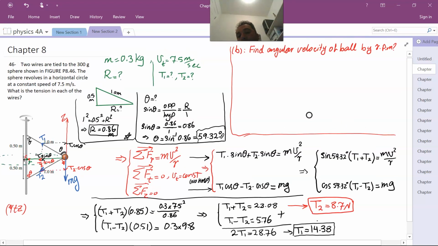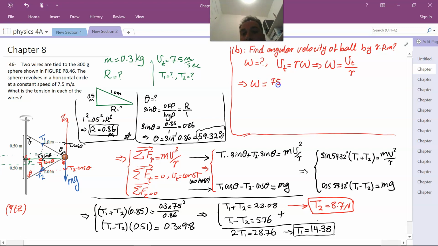Find angular velocity. So what is angular velocity? It's omega. What is the relation between omega and Vt? We know Vt is equal to R omega. Therefore, we can solve it. We know Vt, so omega will be Vt divided by R. Therefore, omega becomes, what is Vt?